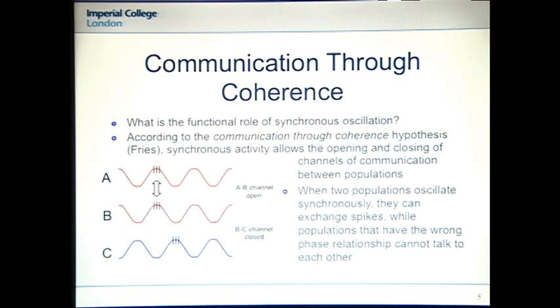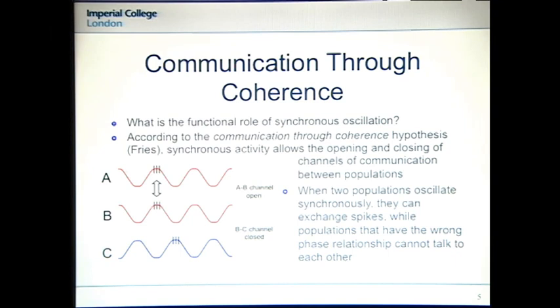So in that original version, when two populations are oscillating synchronously, that's when they can exchange spikes. Here we see a peak of activity. Imagine you've got two populations of neurons, A and B. If you have a peak of activity in population A, and that coincides with a peak of activity in population B, then they're in a position to exchange spikes, and there are a number of reasons for that.